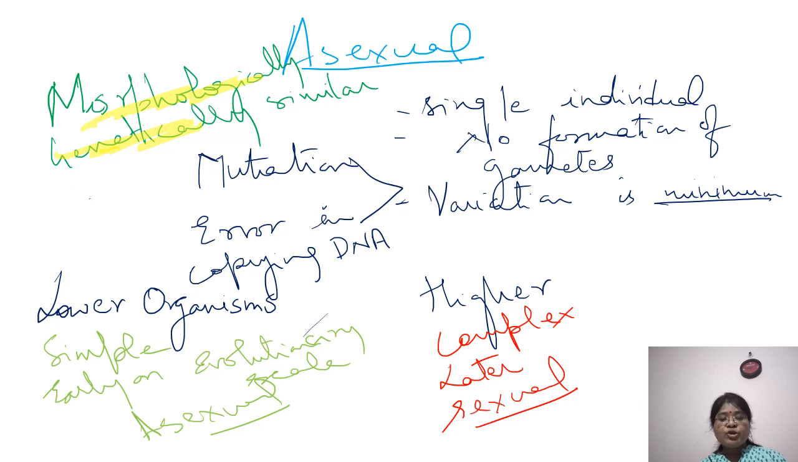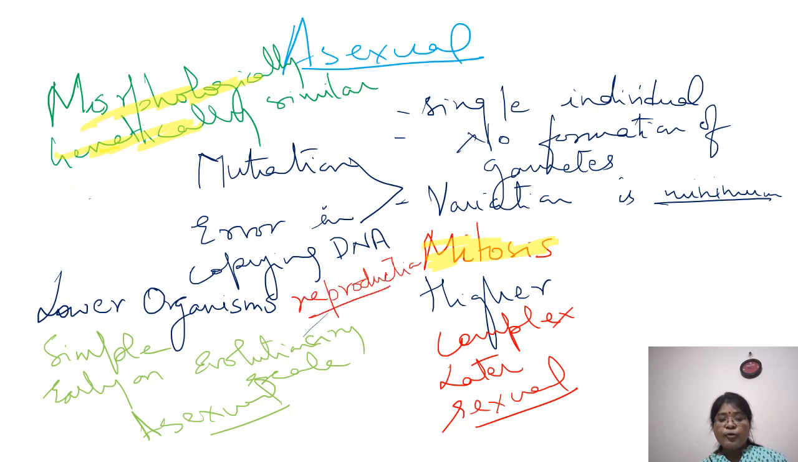Okay, now by which cell division does asexual reproduction happen? It happens basically due to mitosis, as all of you know that. Okay, so this mitosis is a major mode by which asexual organisms reproduce. So if you look at lower organisms, mitosis is a major mode of reproduction in them.